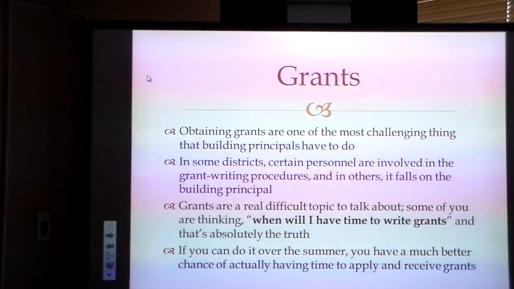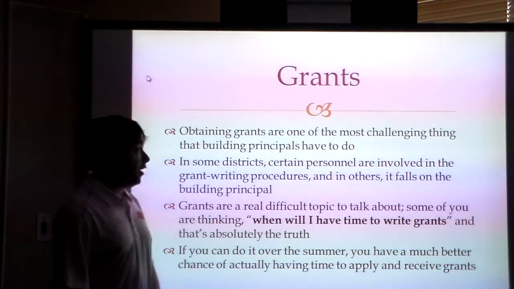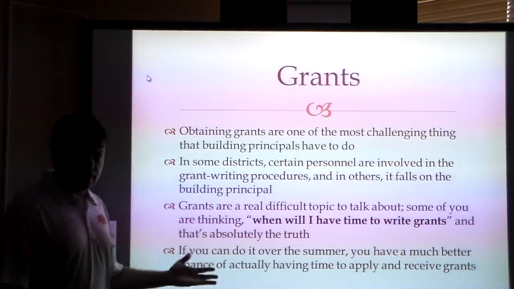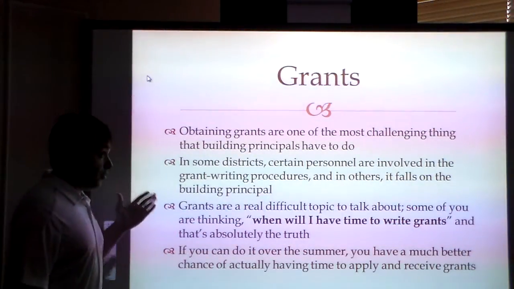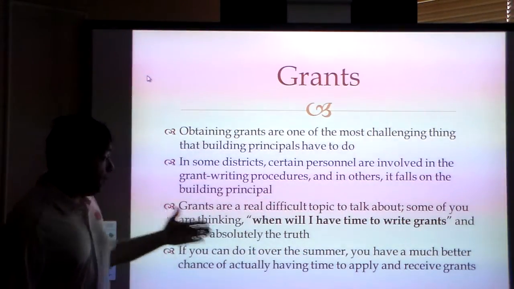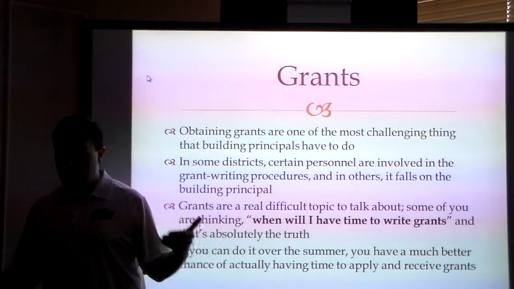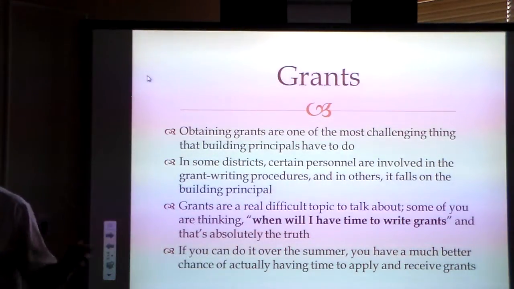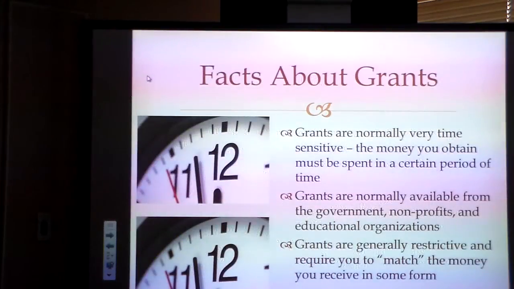So, grants. It's difficult for building principals to write grants. I've never written a grant, and I can stand here and honestly say that. I've been involved in grant writing teams, but I've never been responsible for writing a grant. I worked in districts where they hired a grant writer. They're difficult. Some of you are thinking right now, I don't have time to write grants. And that's the truth. But if you can do it over the summer, you have a better chance of having time to apply, receive grants, and potentially get extra funding. They can support your activity fund and support your extracurriculars.